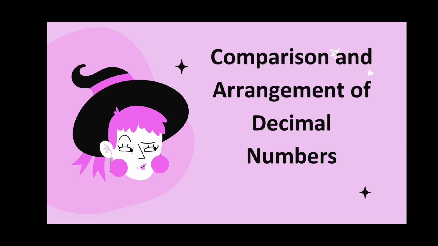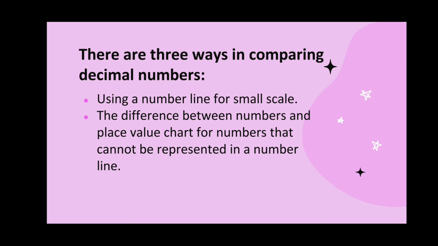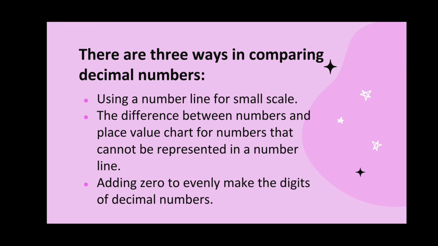Our topic for today is comparison and arrangement of decimal numbers. There are three ways in comparing decimal numbers. First, you can use a number line for small scale. Second, by identifying the difference between the numbers and using place value chart for numbers that cannot be represented in a number line. Or you can add 0 to evenly make the digits of decimal numbers. Alin man sa tatlong ito ang gamitin ninyong paraan, I'm sure that will definitely help you in comparing decimal numbers.